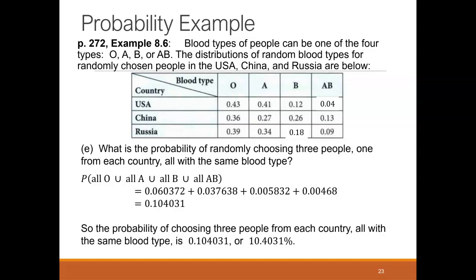So about a 10% chance that if you choose randomly someone from these 3 countries, they'll have the same blood type. Is everybody okay with what we did there? So you multiply the probability for each country, for each type, across 3 countries, and then I added those up. Okay. Yep.